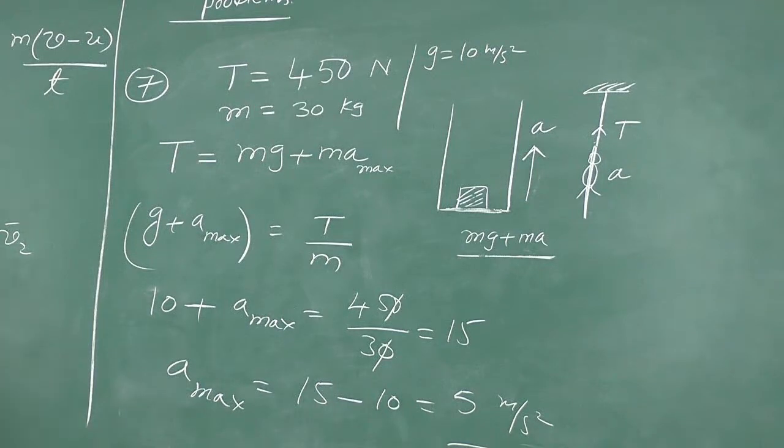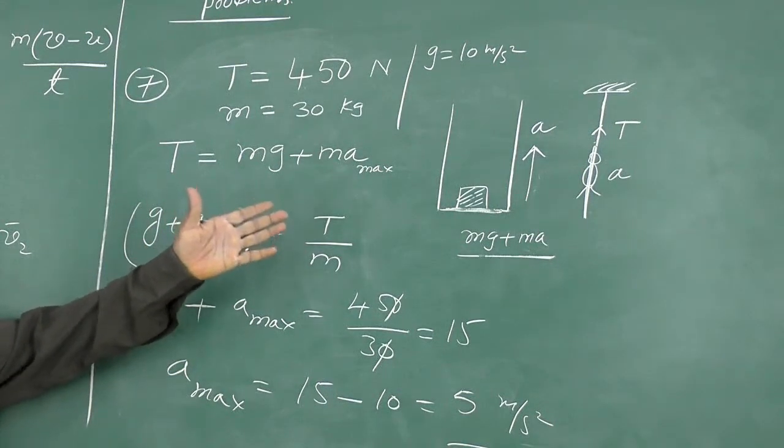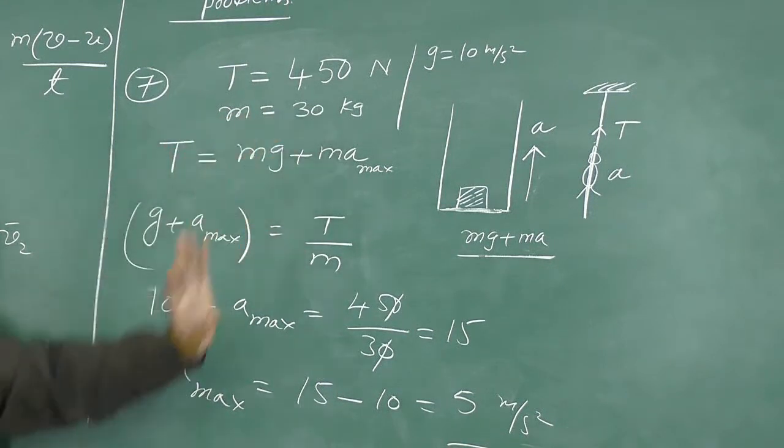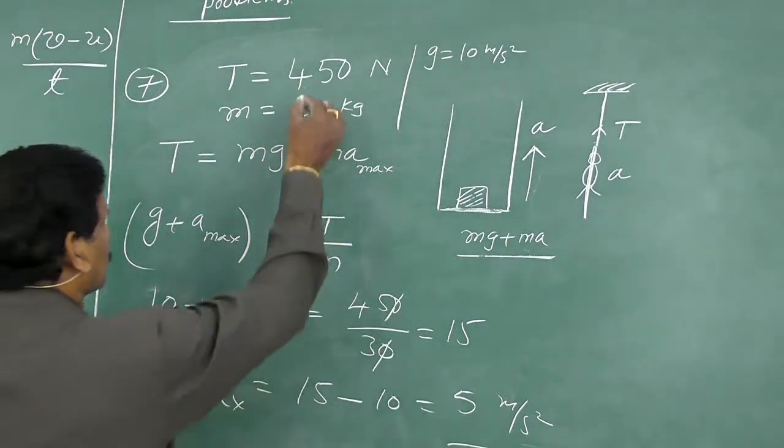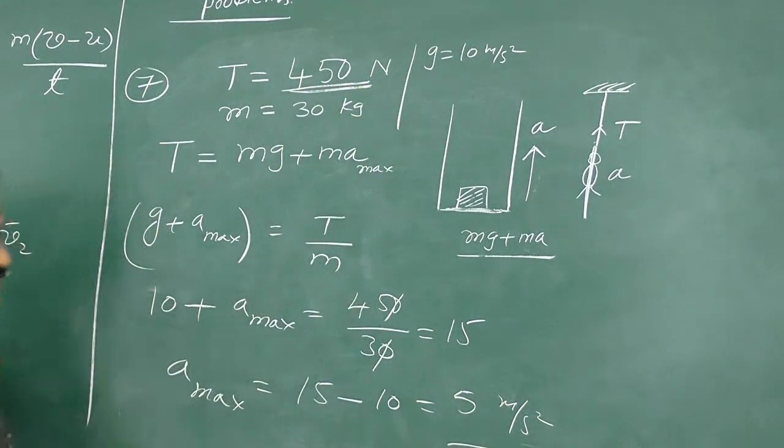If the man climbs with more than this acceleration, then the force exerted by the man on the rope is more than 450 Newton. So, when the force exerted by the man on the rope is more than 450 Newton, then the rope simply breaks, because the rope can bear only this much of a force, 450 Newton. That is the maximum tension produced in the rope without any break. If the tension produced in the rope is more than 450 Newton, then the rope simply breaks.